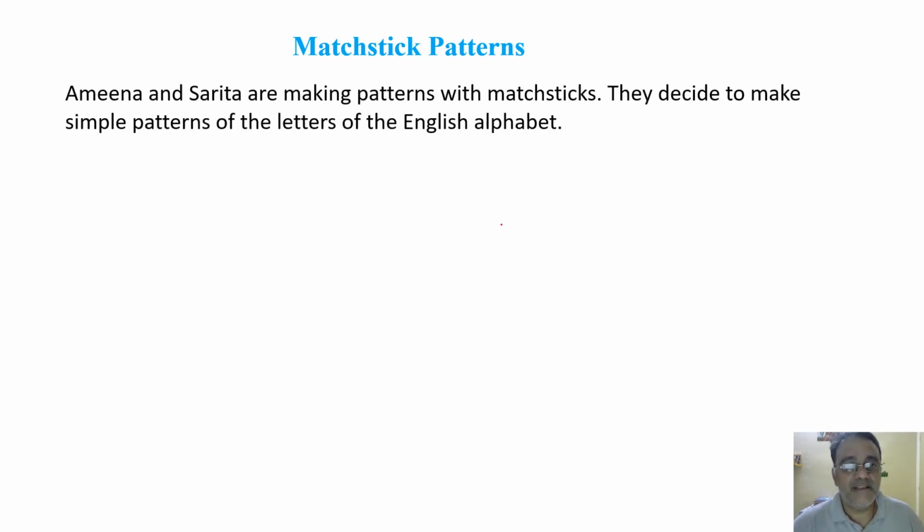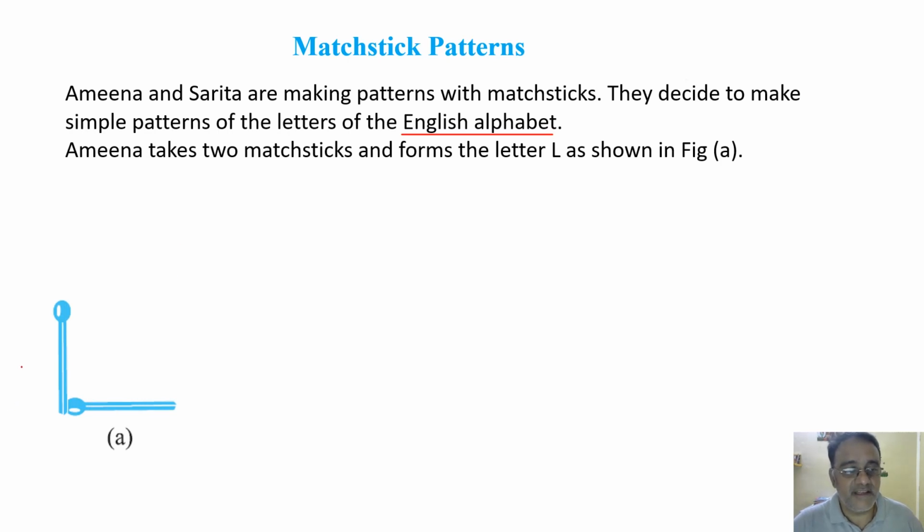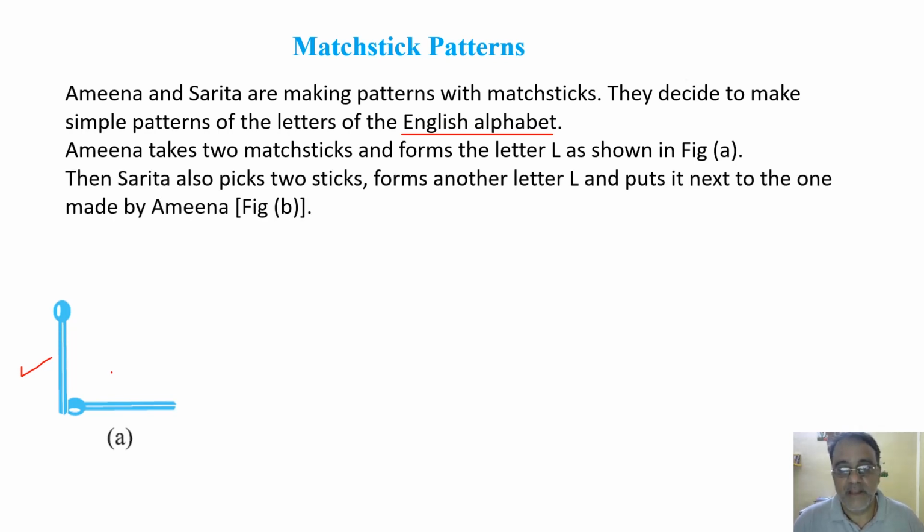Now we are moving toward matchstick patterns. I will take one example. Amina and Sarita are making patterns with matchsticks. They decided to make a simple pattern of the letters of the English alphabet. So Amina takes two matchsticks, and she is trying to form the letter L using two matchsticks. See this figure. So this is letter L. It required two matchsticks. Then Sarita also picked two matchsticks, and she also formed another L and put it next to the one made by Amina, like that.